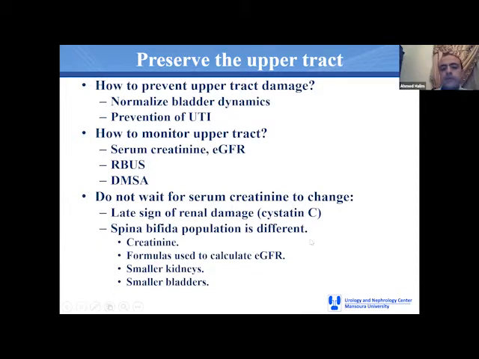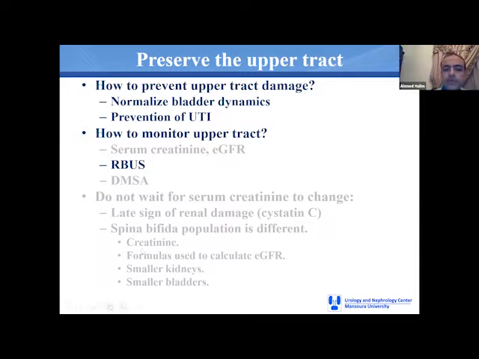And because spina bifida patients are different, they have lean muscle mass, the creatinine may not accurately reflect renal function, because in order for the serum creatinine to change, we would expect to see significant upper tract damage. Some other studies have talked about cystatin C as a potential replacement for serum creatinine to estimate renal function. DMSA scan is expensive and not widely available. So the most realistic way to monitor the upper tract is renal bladder ultrasound.